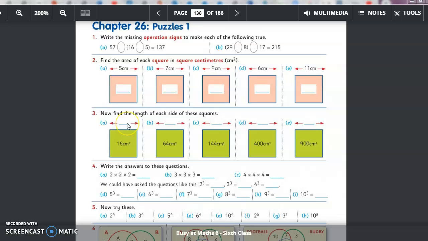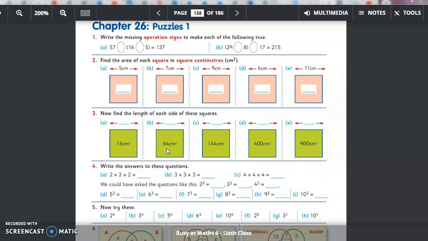Number 3. Now find the length of each of these squares. Well, remember, in a square all the sides are the same length. So something multiplied by something gives you 16. So use your times tables. 2 2s are 4, so it's not 2. 3 3s are 9, it's not 3. 4 4s are 16, so the length must be 4.